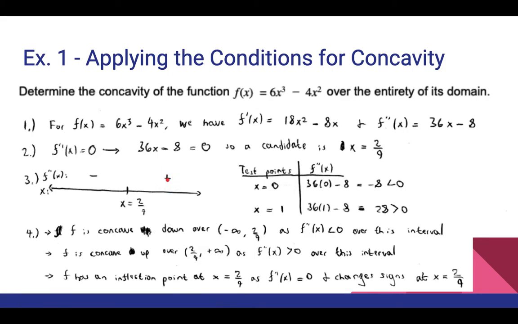So we can see it's just like the first derivative test, except we cannot confuse the applications of the first derivative and the second derivative. First derivative, again, I can't emphasize this enough, is strictly associated with the increasing and decreasing intervals. Second derivative is always associated with concavity of a function. And then lastly, we can see that f has an inflection point at x equals 2/9, not only because the second derivative is equal to 0, but we also have to check that second requirement, that it changes signs, and that does in fact occur at x equals 2/9.